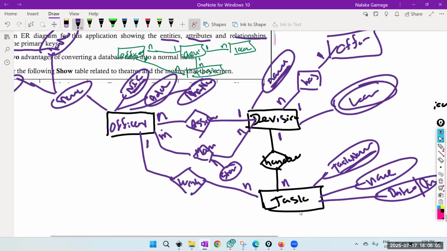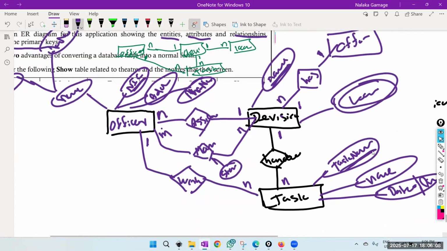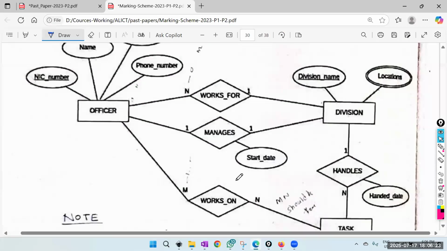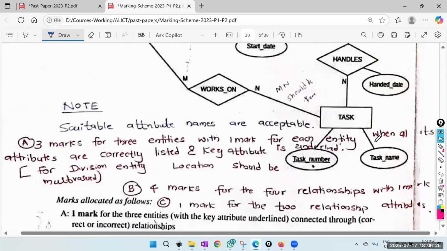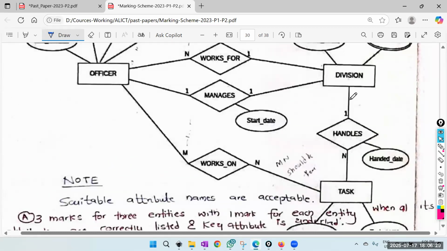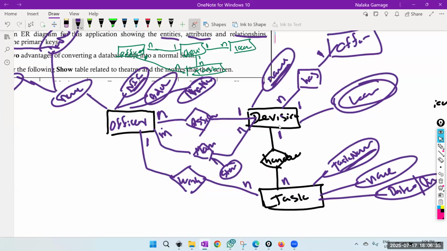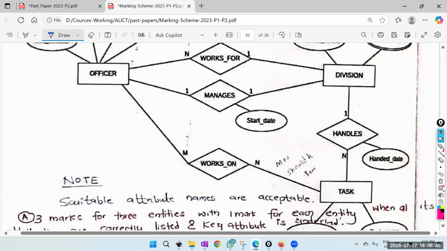Other than that, the examiner has taken it as one-to-one, and I took it as many-to-many. Those are the small issues. Maybe I will lose another mark for this, because I marked it as many-to-many, though I marked the attribute properly. So what else? The other things are okay. Division has many tasks. Task is in one division, correct? The only differences are the one-to-one they have taken and the multi-valued attribute. Other things are correct.